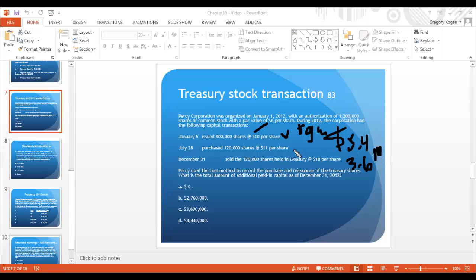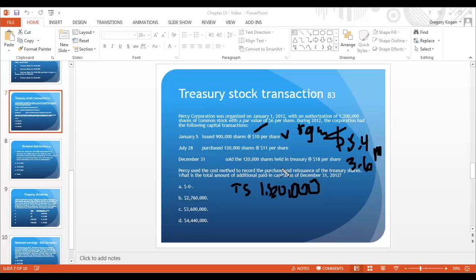And then we have these two transactions. We purchase stock at 11 bucks and then resell it at 18. So I just want to show you the journal entries on this. When we purchase, we debit treasury stock for how much? For 120 times 11. That's all it is. So it's 1,320,000 that we debit, and then we credit cash.